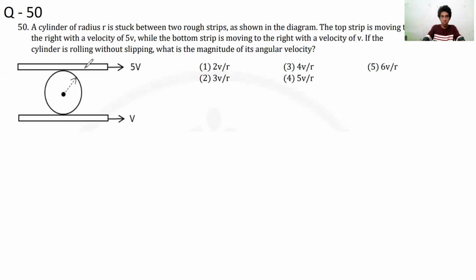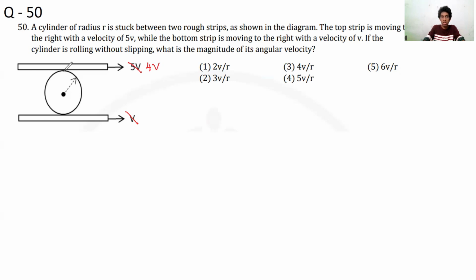So this is the top strip and this is the bottom strip. So the top strip is moving to the right with a velocity of 5v and the bottom strip is moving to the right with a velocity of v. So relative to the bottom strip, the velocity of the top strip will be 4v. So that means if we consider that the bottom strip is at rest, the velocity of the top strip will be 4v towards the right.